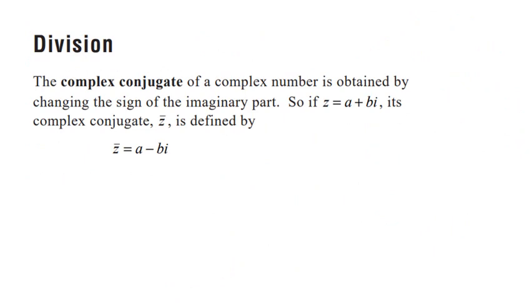Here, let's have the division of complex numbers. In division of complex numbers, you will deal with the complex conjugate. The complex conjugate is obtained by changing the sign of the imaginary part. If you have z equal to a plus bi, the complex conjugate of it, which you could say is z bar, is z bar equal to a minus bi. Basically, you need to change the sign of the imaginary part.